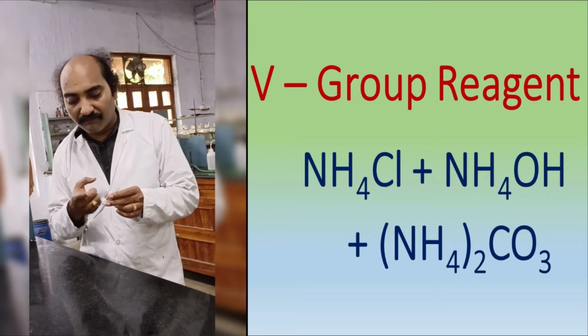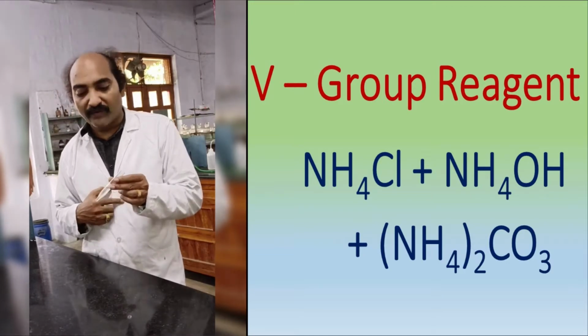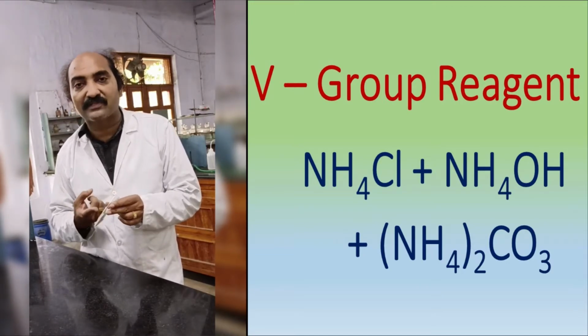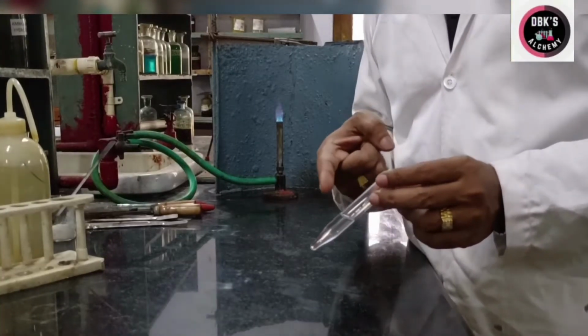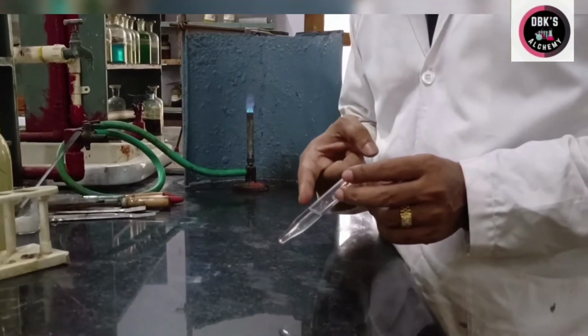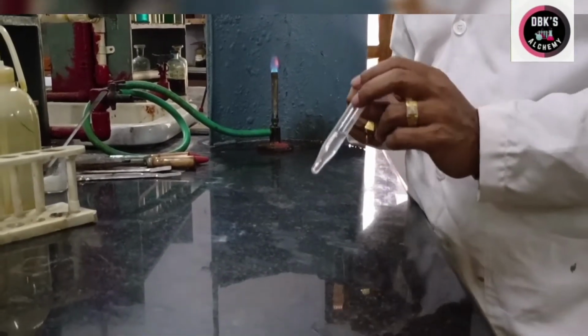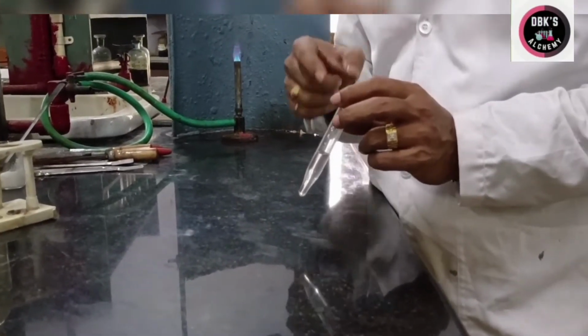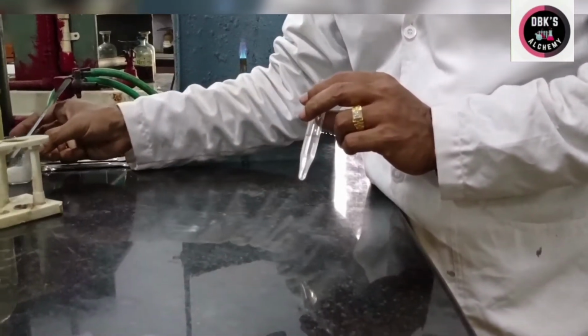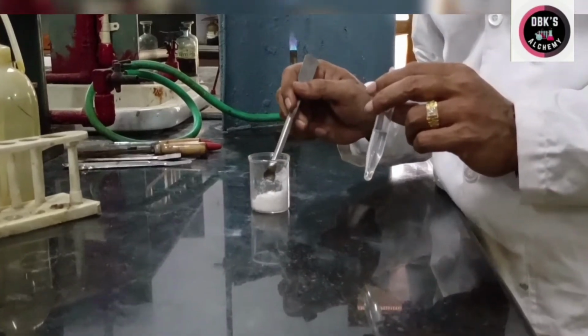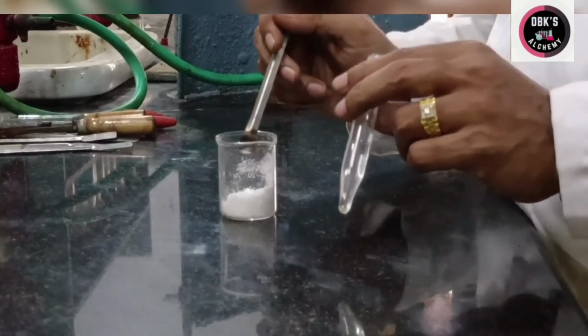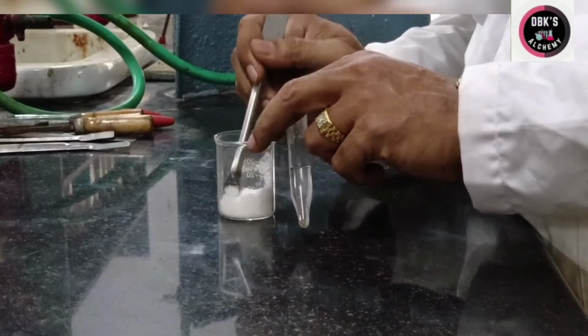So let's add the fifth group reagent to this solution to find out whether fifth group cations are present in this or not. So this is the solution that is supplied for the analysis of fifth group cations. Now to this I have to add fifth group reagent. I told you fifth group reagent is ammonium chloride solid in excess and then ammonia solution and finally a pinch of ammonium carbonate. Now let's add ammonium chloride first.